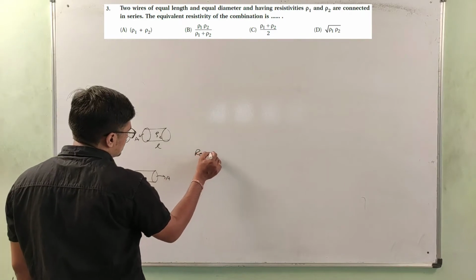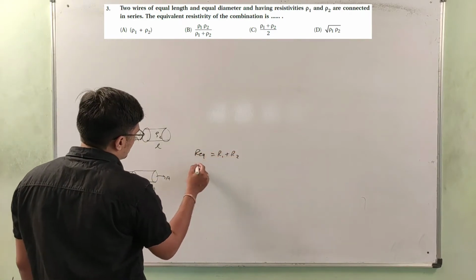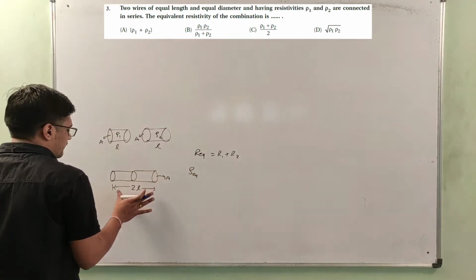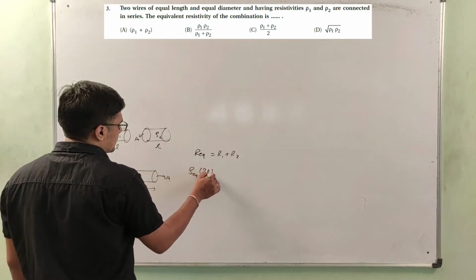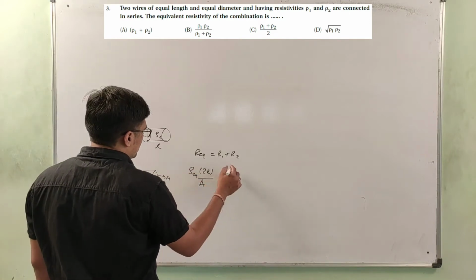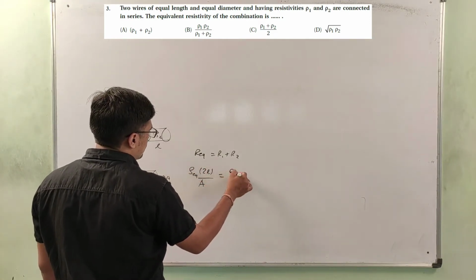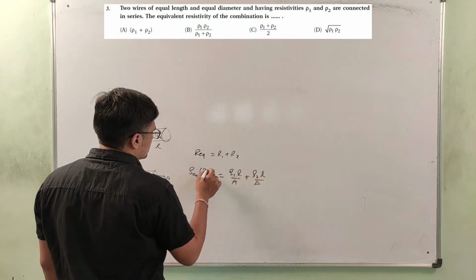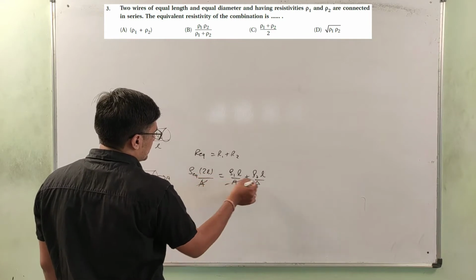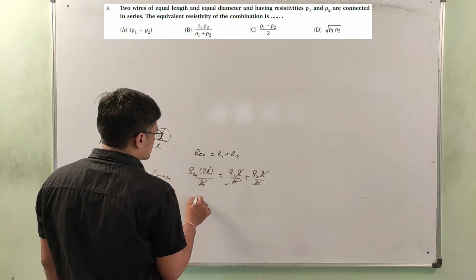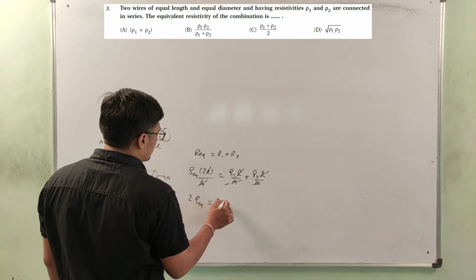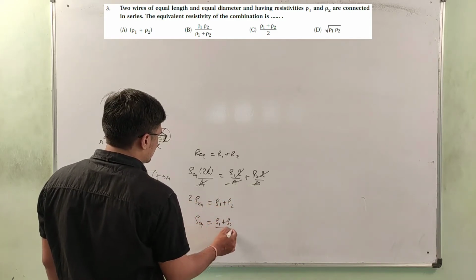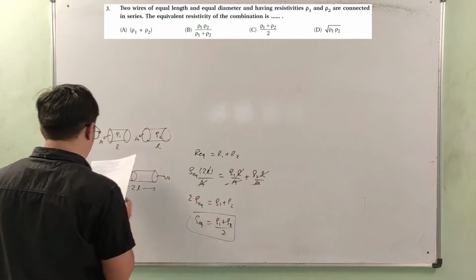In series the equivalent resistance is R1 plus R2. So resistance is equal to rho equivalent into length of equivalent wire 2L divided by cross section area A. Resistance of the first wire is rho 1 L by A and resistance of the second wire is rho 2 L by A. So multiply with A, so A cancels and L cancels. So 2 rho equivalent is equal to rho 1 plus rho 2. So rho equivalent is equal to rho 1 plus rho 2 by 2. So this is the equivalent resistivity.